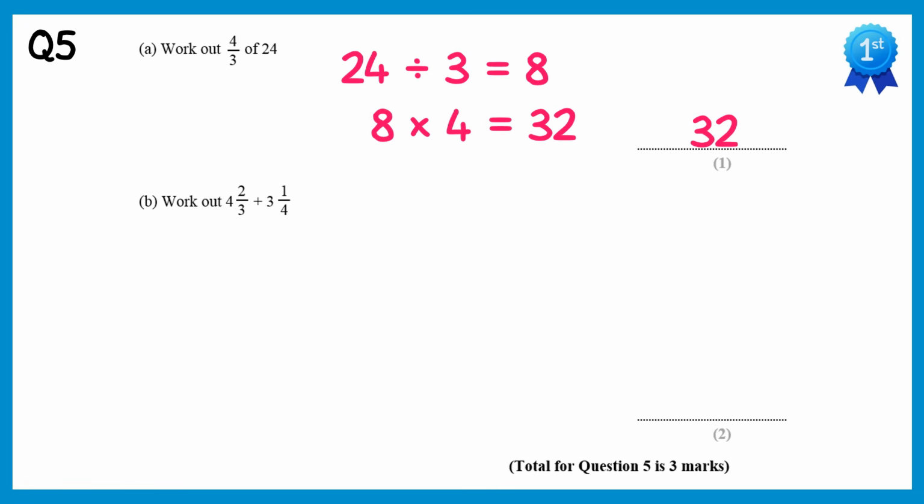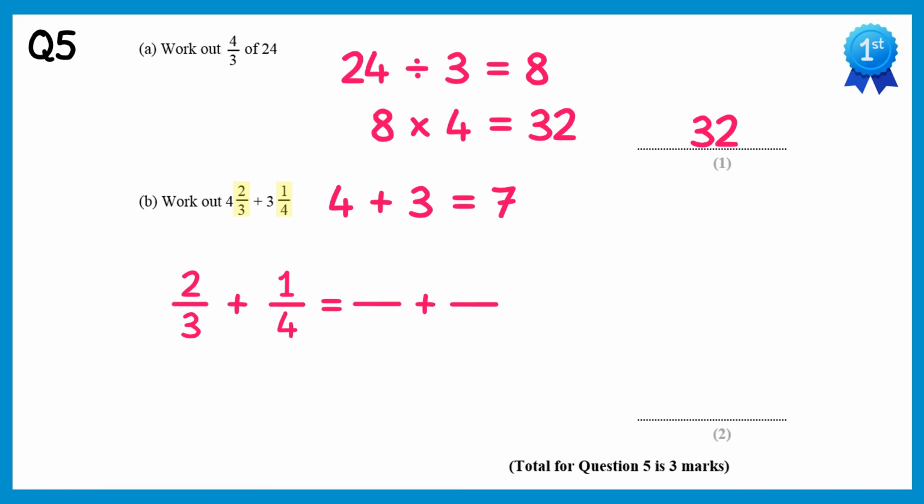To add together these mixed numbers, I'd first of all add together the integer parts, so 4 add 3 gives 7. We can then add together the fractions, so 2/3 add 1/4. To do this, we're looking for a lowest common multiple for our denominator. The lowest common multiple of 3 and 4 is 12.